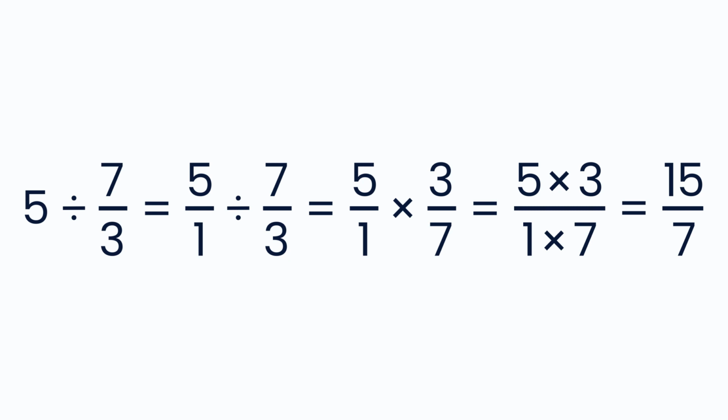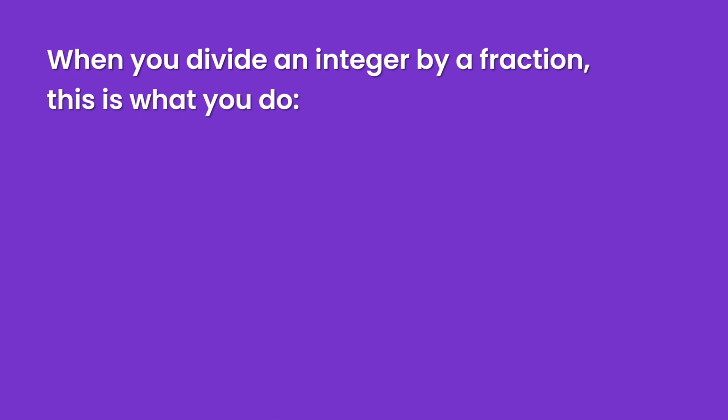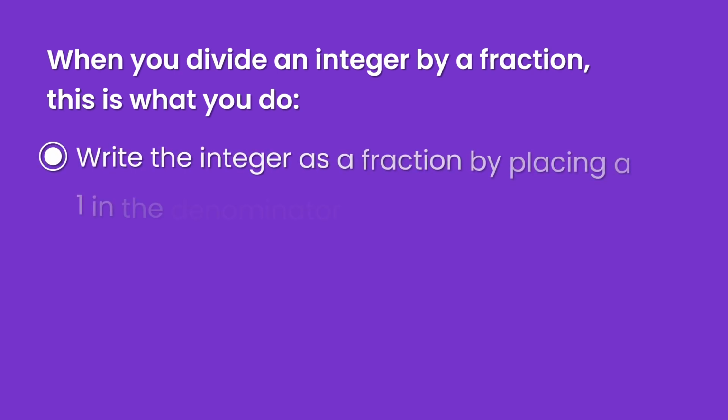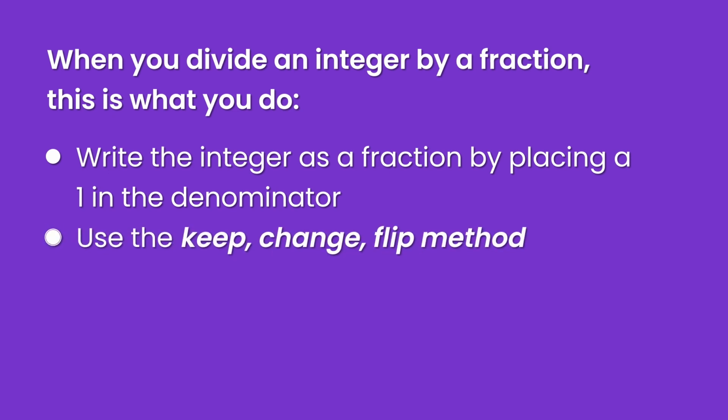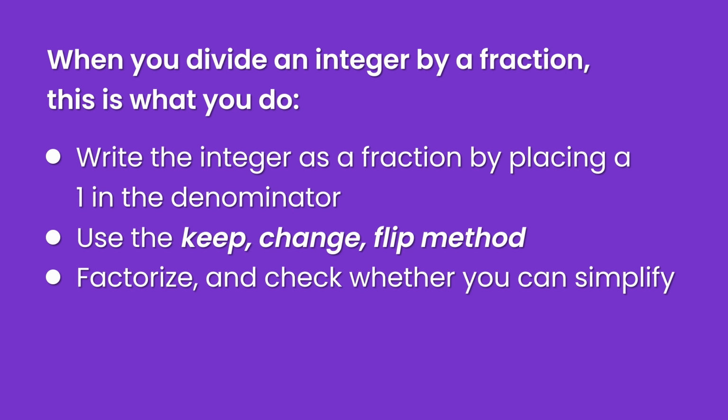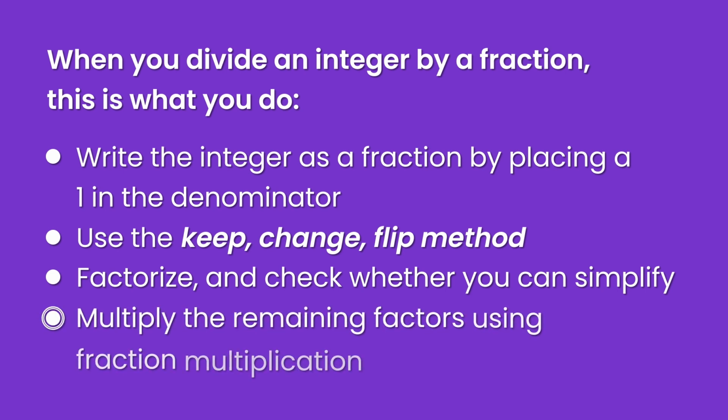As you can see, both examples are solved the exact same way. When you divide an integer by a fraction, this is what you do. Write the integer as a fraction by placing a 1 in the denominator. Use the keep, change, flip method. Factorize and check whether you can simplify. Multiply the remaining factors using fraction multiplication.